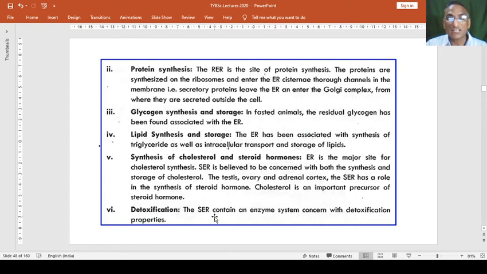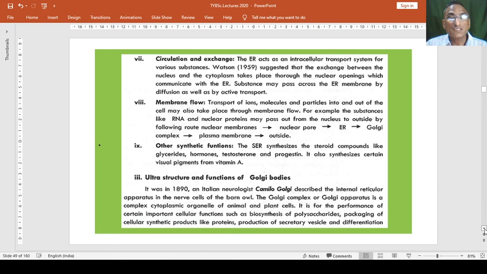Sixth function is detoxification. The smooth endoplasmic reticulum contains an enzyme system concerned with detoxification properties and controls the toxic material or acidic material of the cells. In this way, endoplasmic reticulum performs many functions. So before we study the next one, I would like to inform you that the seventh function is circulation and exchange of material.